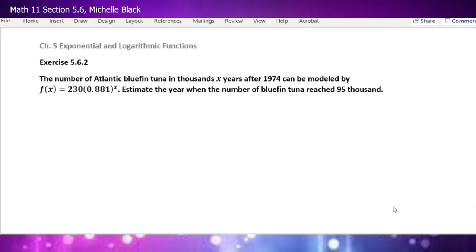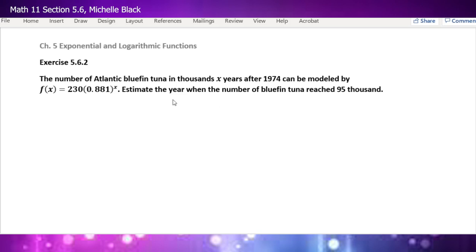Exercise 2. The number of Atlantic bluefin tuna in thousands, x years after 1974, can be modeled by f of x equals 230 times 0.881 to power x. Estimate the year when the number of bluefin tuna reached 95,000.